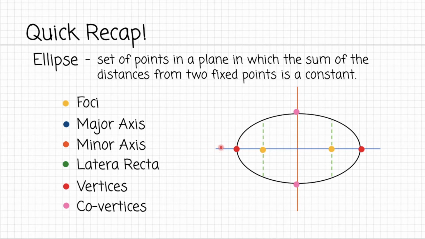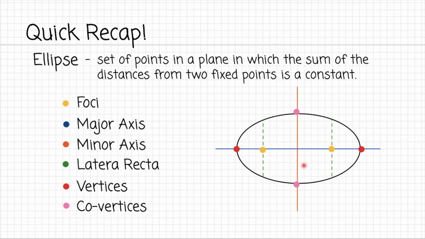So the two fixed points are called the foci. The line in which the foci is located on is the major axis. The line perpendicular to this is the minor axis. The chord that passes through the foci and perpendicular to the major axis is called the latera recta. And these are your vertices, which are the points of intersection between your ellipse and the major axis. These are your covertices, which are the points of intersection between your ellipse and the minor axis.